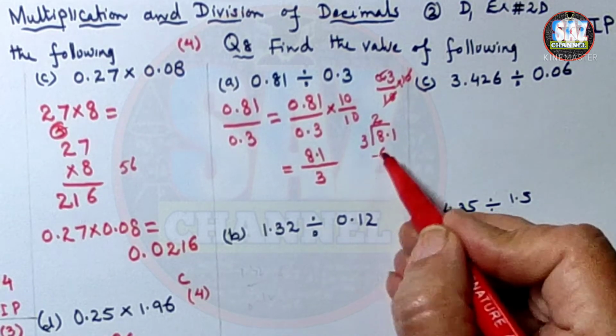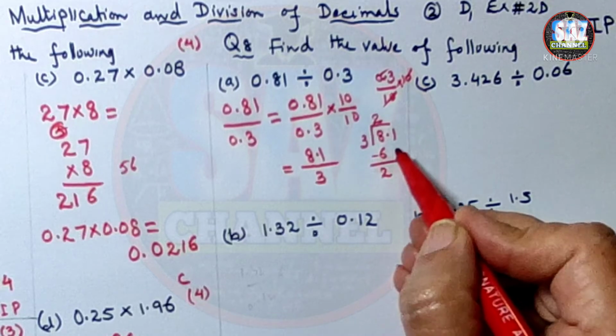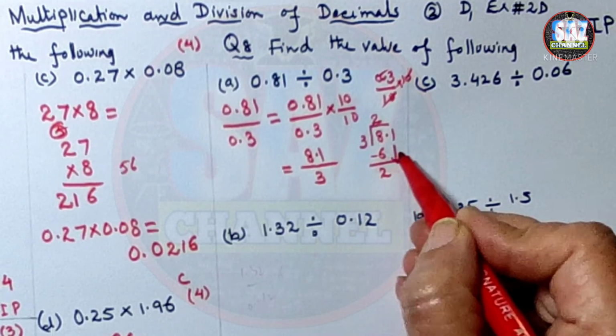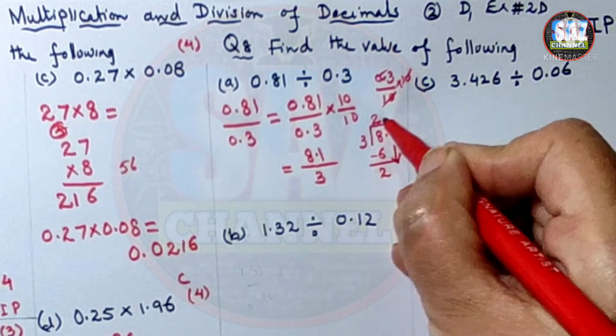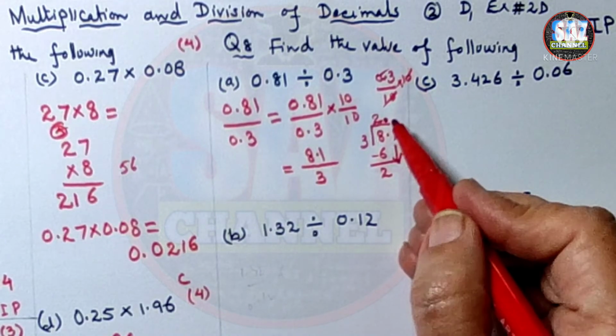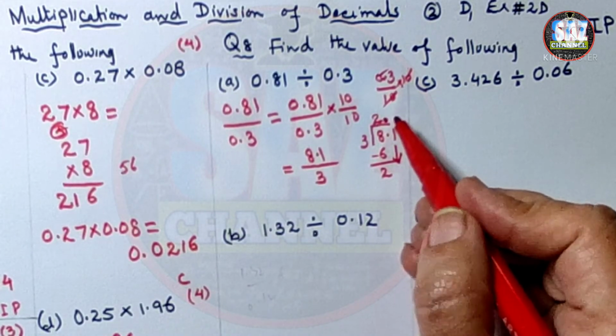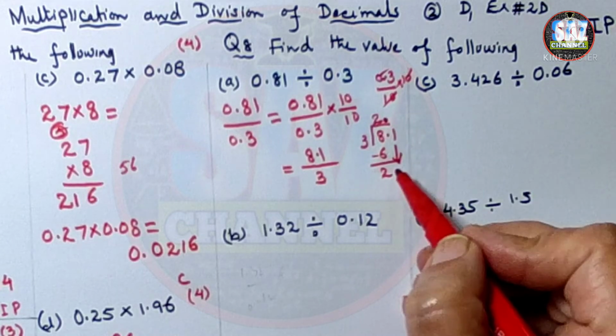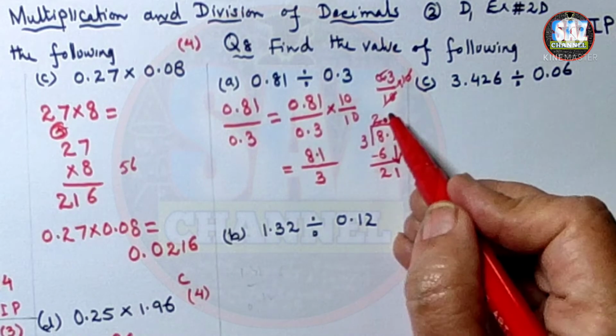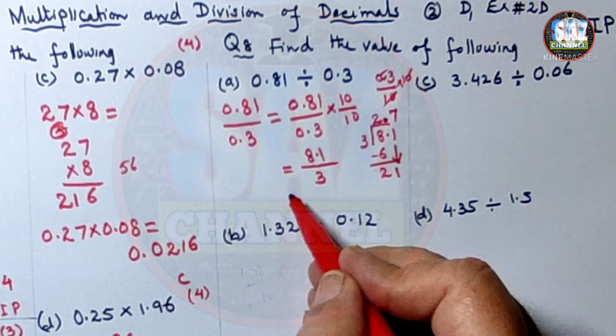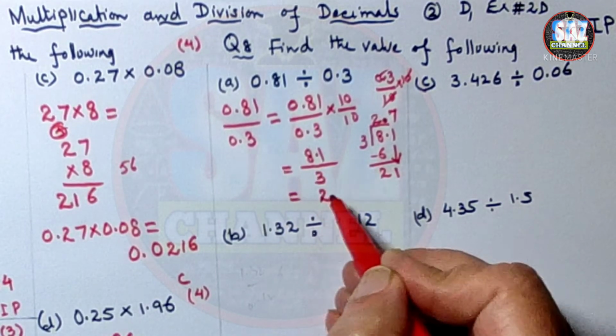3 2s are 6, and then 2, and then I have to bring this 1 down, but before that I have to cross the decimal, so I have to put the decimal over here in the quotient, and then I have to bring this 1 down, and 3 7s are 21, so this will be 2.1.